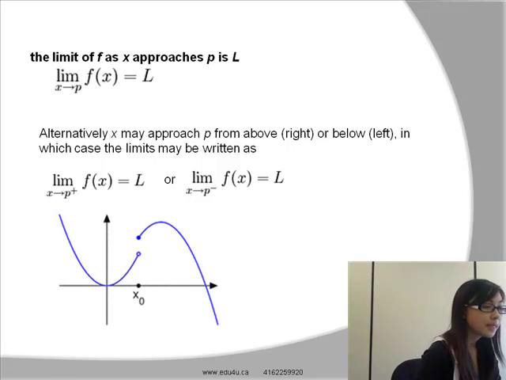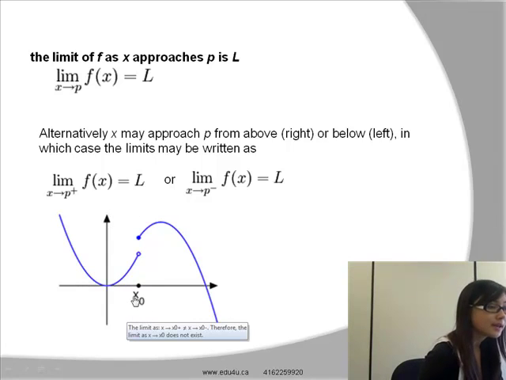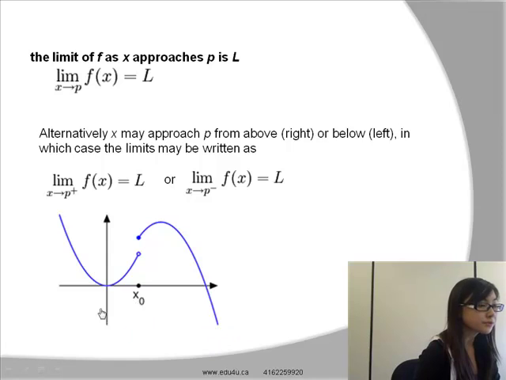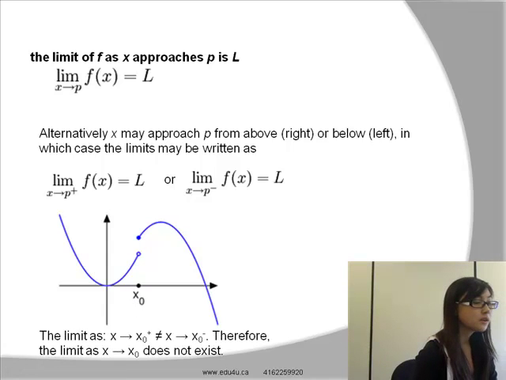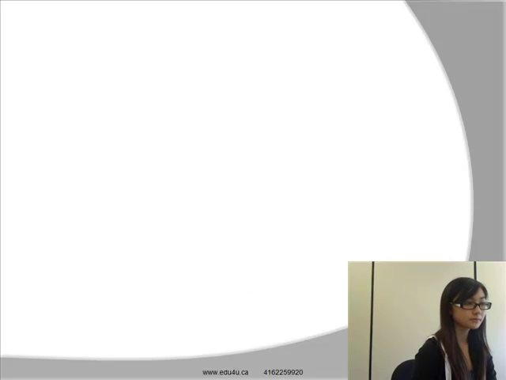Let's examine this graph. As x approaches x0, you may notice that the graph is not continuous at x equals x0. Therefore, when x approaches x0 from the left side, you will get a completely different y value than when you approach x0 from the right side. So the limit as x approaches x0 from the right side does not equal the limit as x approaches x0 from the left side. Therefore, the limit as x approaches x0 does not exist.